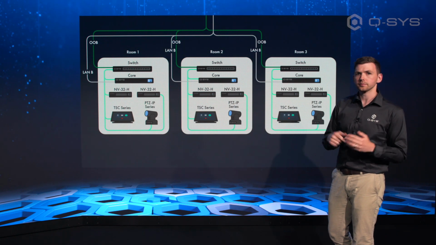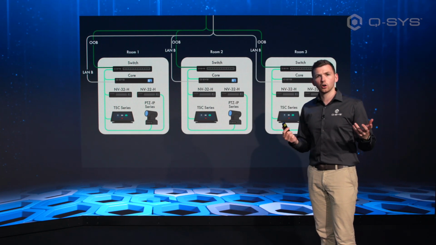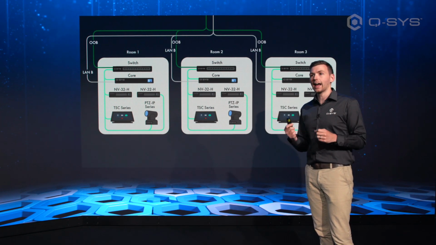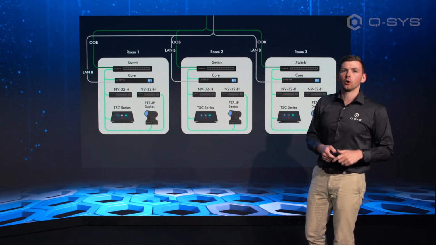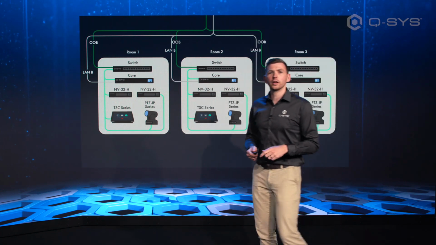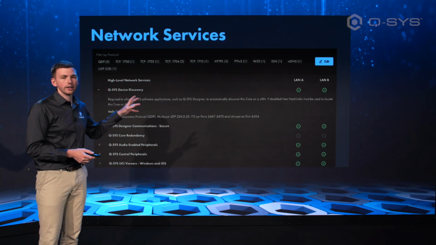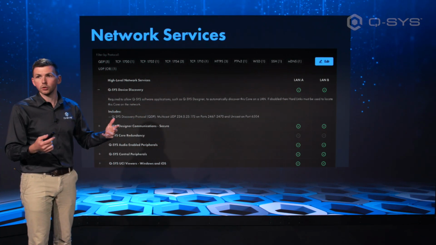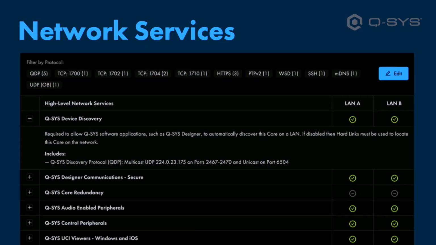Very, very simple. Now, while we're connecting our LAN B of our cores to our corporate network, it's important to note that we can turn off any protocols that we don't actually want to have on our corporate network, okay? And for this, we're going to use our network services page. So again, this is just a screenshot of a page running on the Q-SYS Core on its web user interface. And you can see here that we're listing out a bunch of the different services used by Q-SYS. So we're talking, for example, about discovery, Q-SYS Designer communications, redundancy, all these different kinds of protocols.